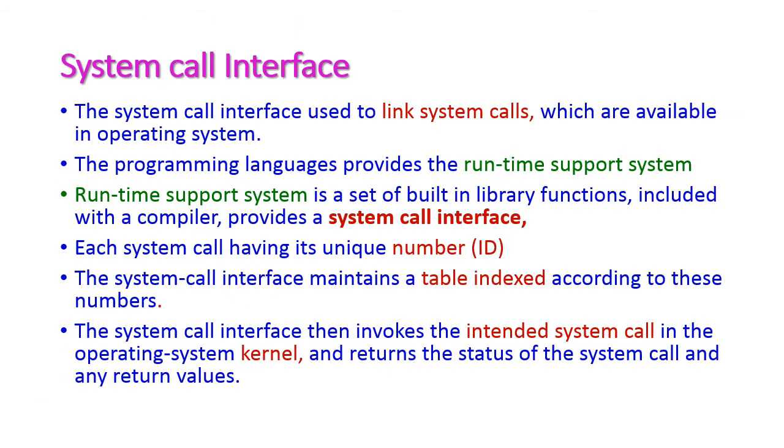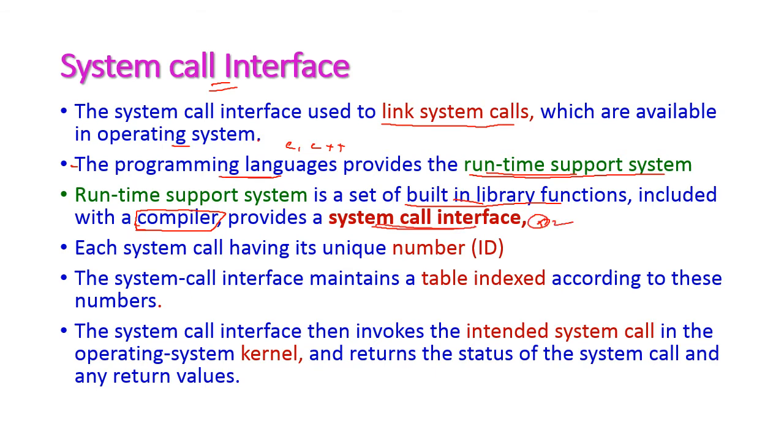And next let us see the system call interfaces. It is used to link the system calls which are available in the operating system and the programming languages. It may be any programming language, either C or C++, which provides the runtime support system. Runtime support system is a set of built-in library functions included with the compiler. So along with the compiler we have library functions that provide the system call interfaces.